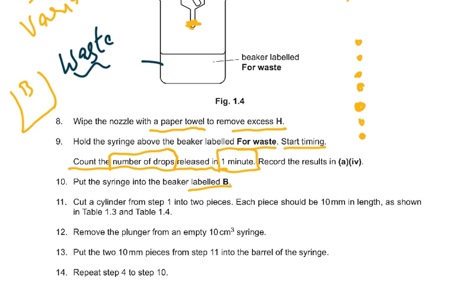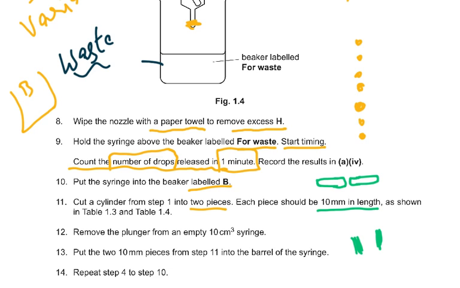Now cut a cylinder from step 1 into 2 pieces. Now you take the potato and you cut it into 2 pieces. Each piece should be 10 millimeter in length as shown, and remove the plunger from an empty syringe. Again you do the same thing, and now you put the 2 pieces in the syringe.